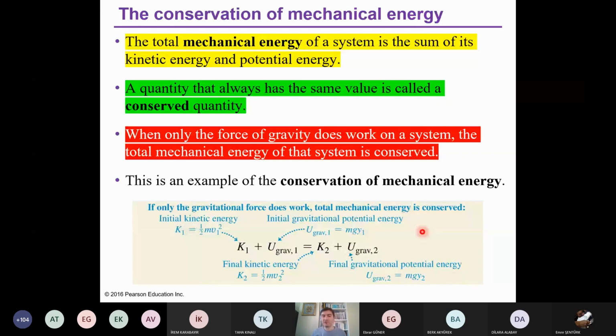And you already know from the last lecture that the initial kinetic energy can be written as 1/2 m v1 squared, and the final kinetic energy can also be written in this form, 1/2 m v2 squared. The gravitational potential energy for the first case can be written as m g y1, and the final gravitational potential energy as m g y2. This is the conservation of mechanical energy if only the gravitational force does work on an object.